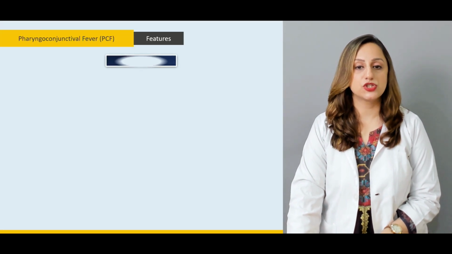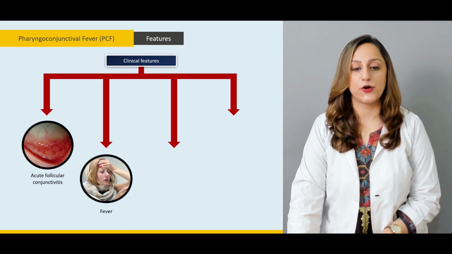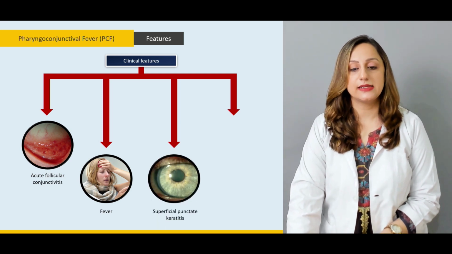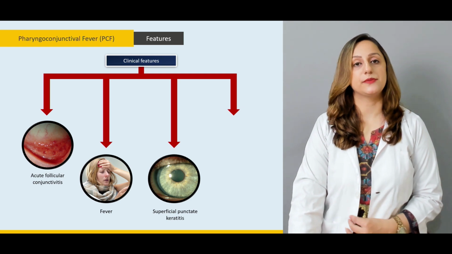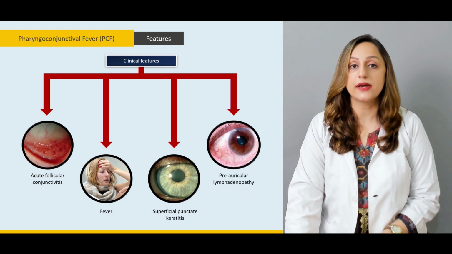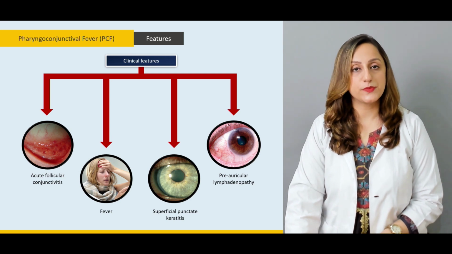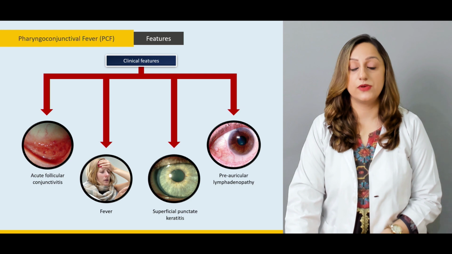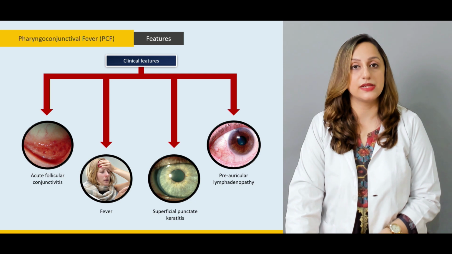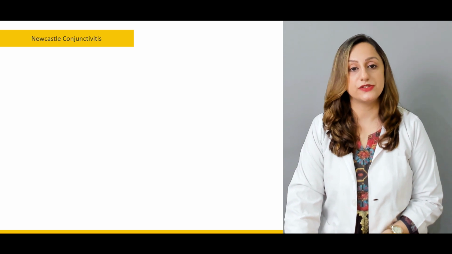The features for such a condition are, we have an acute follicular conjunctivitis that the patient is suffering from. He or she will also complain of having a high-grade fever. And then on examination, you would observe that the patient is suffering from superficial punctate keratitis. That is, the cornea is also involved in such patients. On palpation, you'd observe that the preauricular lymph nodes are also involved, and in some patients, the submental and the submandibular lymph nodes are also involved in cases of pharyngoconjunctival fever.